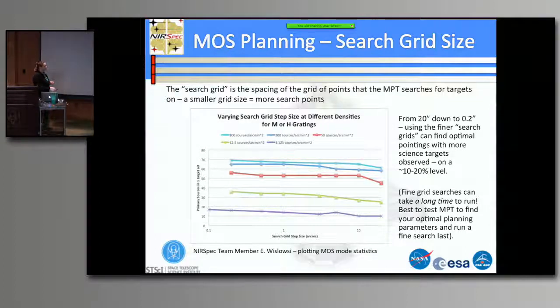It can take a long time to run, and so I would recommend that you do a coarse grid to find the parameters that you want to do, and then run a fine search to try to grab as many sources as you can. And so this is basically for a statistical survey of this number of sources in your catalogs.